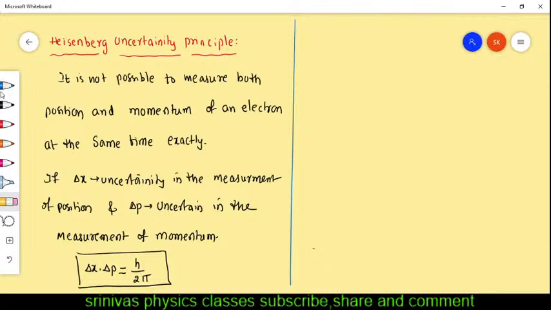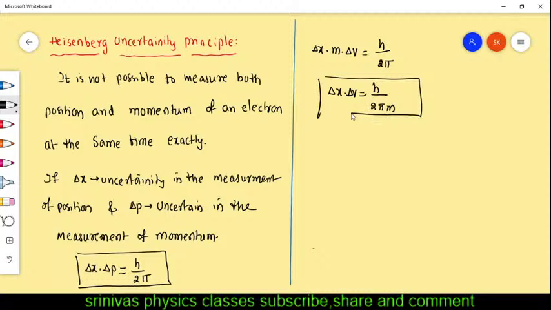That is delta x into delta p, which we write as mass into delta v. We take h by 2 pi. There is no change in the mass here, only the change in velocity. Then delta x into delta v is equal to h by 2 pi m. In this, m is the mass of the electron or any particle, and h is the Planck's constant.